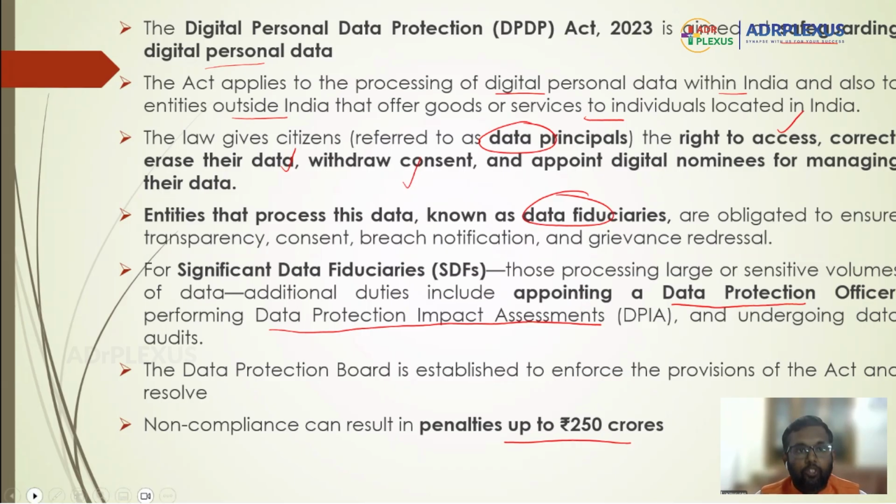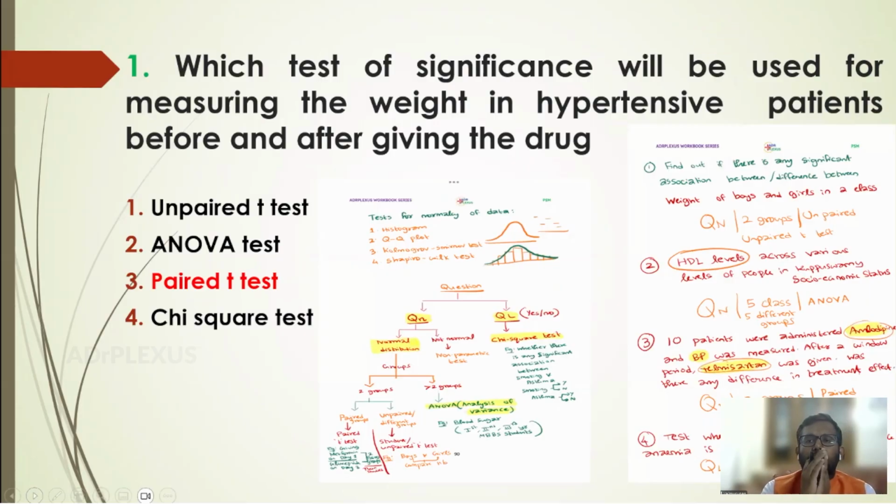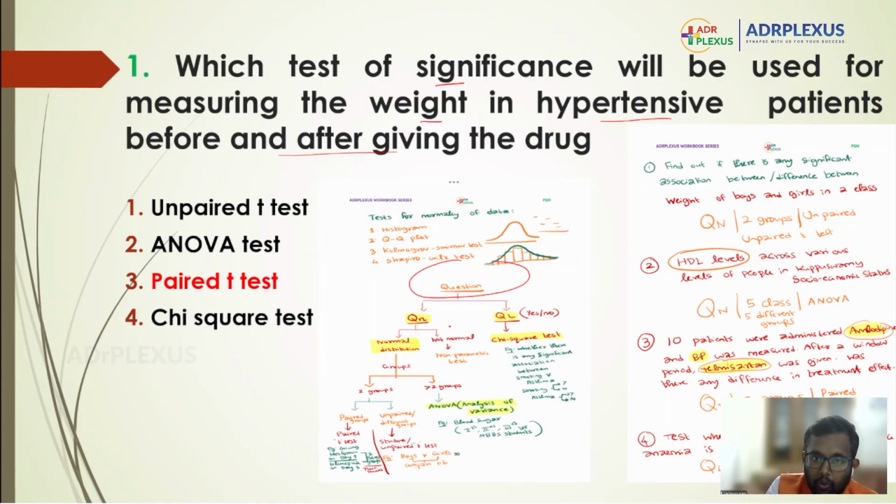Going to the next question. This question was discussed many times in the class as well as in the Q bank, almost the exact question came in the exam. Which test of significance will be used for measuring the weight in hypertensive patients before and after giving the drug? There are 2 groups. Hypertension, BP, is quantitative data. It is before and after, so paired groups.